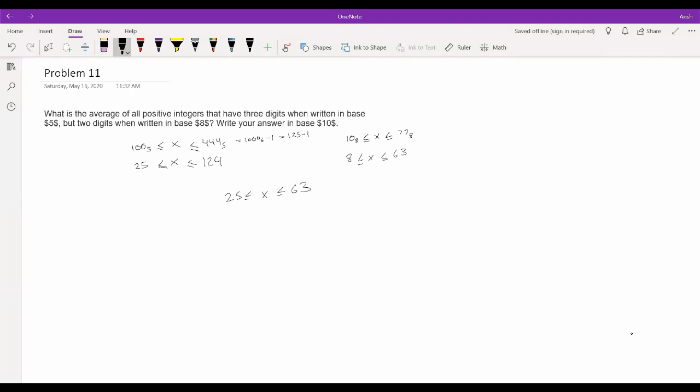Now, since x can be all the numbers in this range, we want to find the average of all of these numbers. If you remember back to arithmetic sequences and series, since these are just consecutive numbers, they're an arithmetic sequence. So to take the average, we can just take the first and last term and average the 2 numbers. The first and last terms are 63 and 25, so it becomes 63 plus 25 over 2, which is 88 over 2, which becomes 44. And that's our final answer.